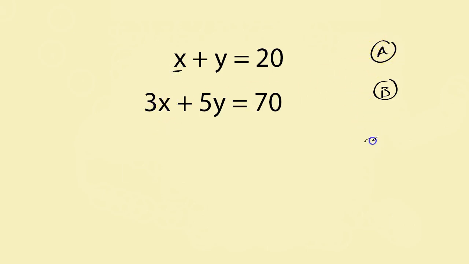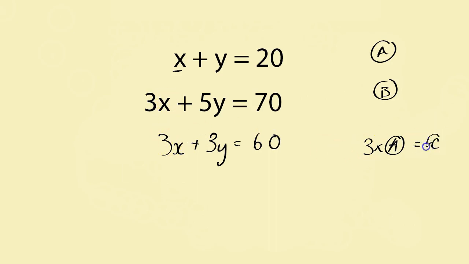I'm going to multiply equation A by 3. So 3 lots of that whole equation would give me 3x plus 3 lots of y is 3y would be equal to 3 lots of 20 gives me 60. Fab. Now I've got a match. I'm going to call this equation C.